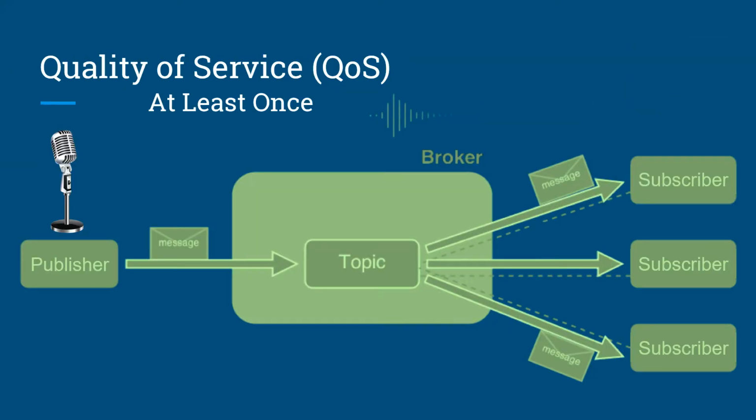The use of at least once delivery gives the node the ability to ensure a message has been delivered successfully at least once. Let's continue our audio sensor node example.